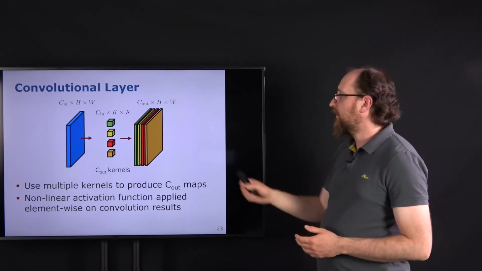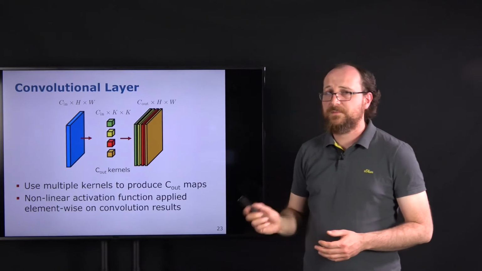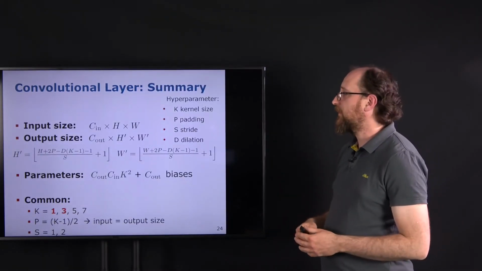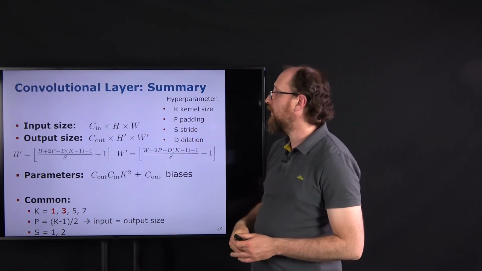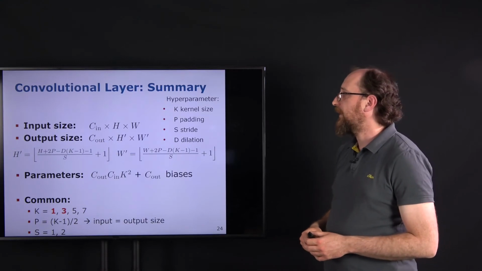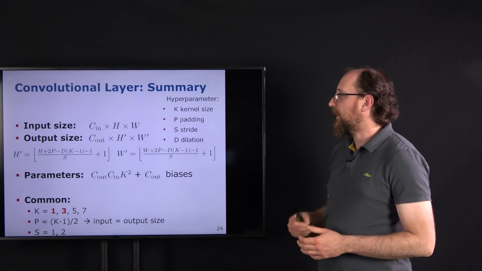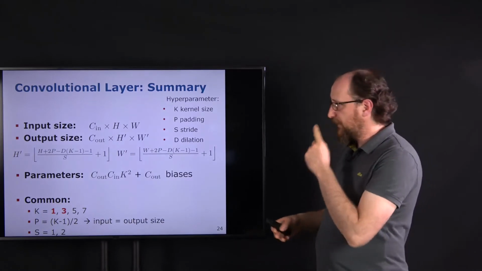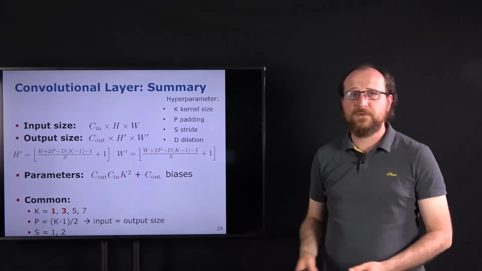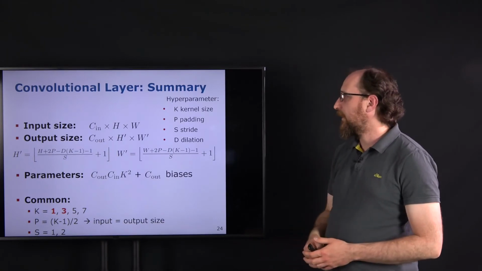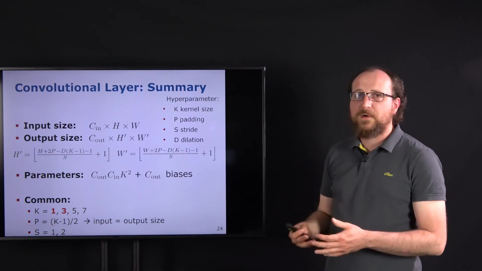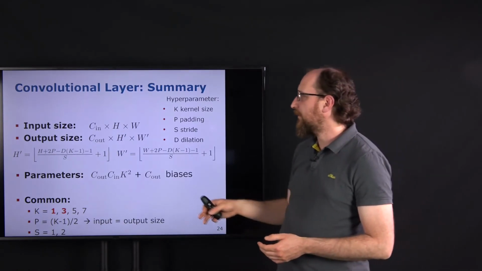Usually when you apply this, you also have the activation, but I will come to this in a bit. In summary, the input that goes into the convolution layer always has the size C_in times H times W. For a color image, the number of input channels is 3, but it can also be 100, 200, 1000 or something like this.